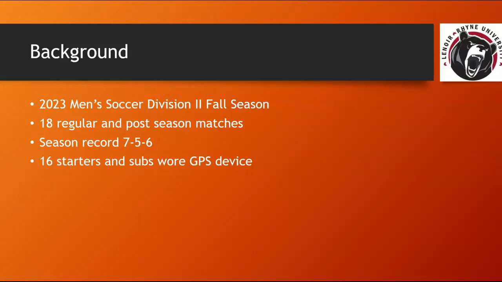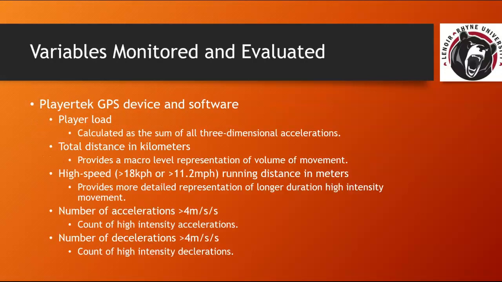So during this analysis, there were 18 regular and postseason matches. Our season record was 7-5-6. Now, the data that was collected was from 16 starters and subs that wore this device throughout the season. So when we look at the actual variables that we monitored or evaluated, we used PlayerTech GPS device and software.